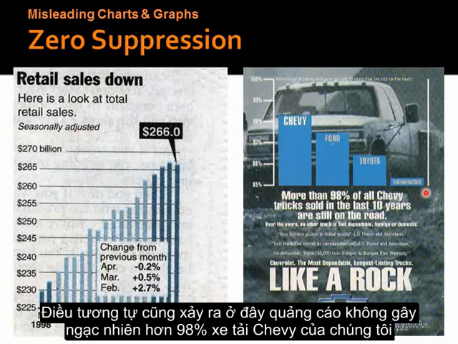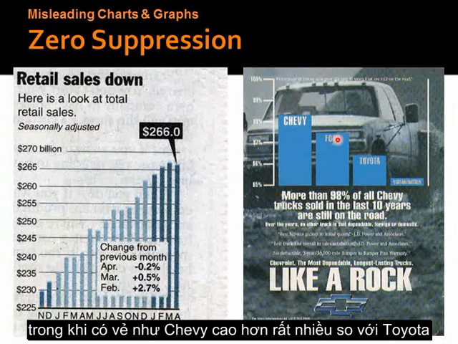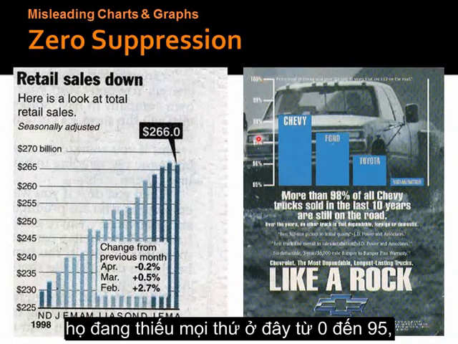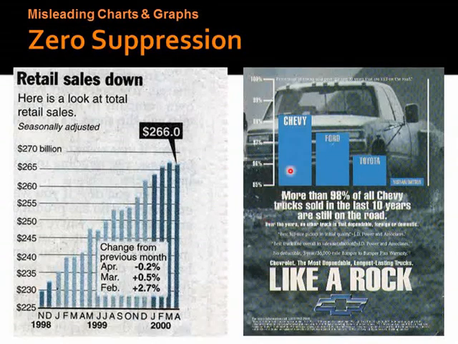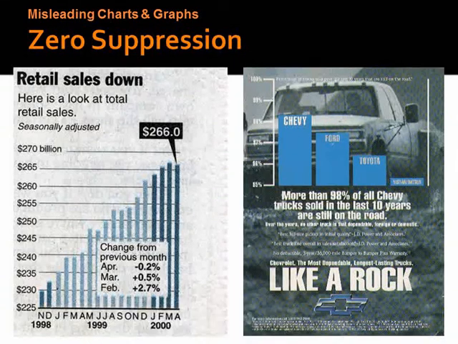Advertising, not surprising: more than 98% of all Chevrolet trucks sold in the last 10 years still on the road. Comparing Chevy to Ford to Toyota on reliability, wow, it looks like Chevy is so much higher than Ford, so much higher than Toyota. But if you look at the scale here, it's from 95 to 100. This is only a 5% scale. They're missing everything down here from 0 to 95. So it makes the difference look larger than what it actually is.